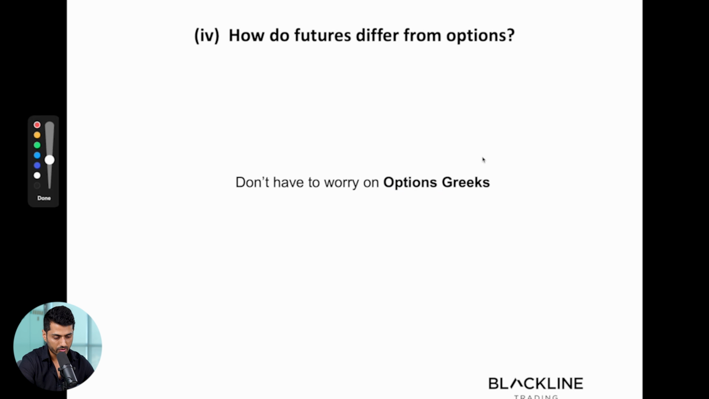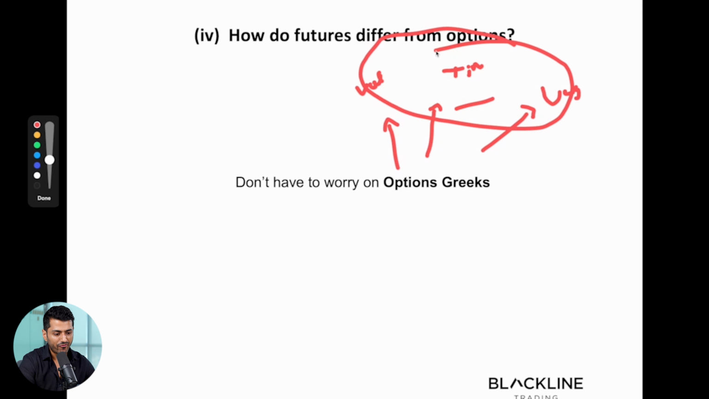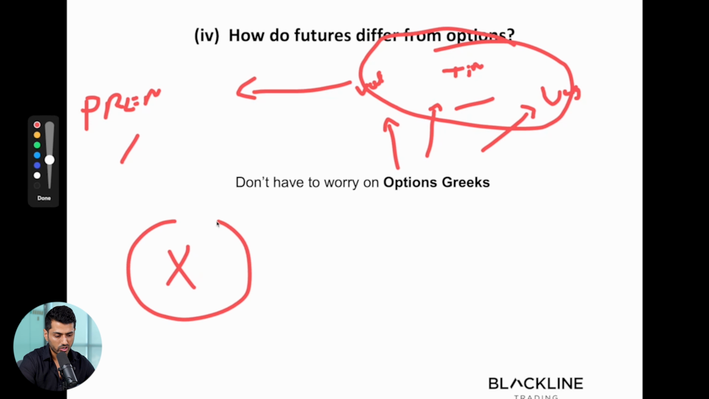What exactly are options Greeks? As you guys know, you have to worry about the volatility. You have to worry about the time expiry, the time value of money. You have to worry about Vega and all those factors, because those factors affect your premium. With futures, that is not the case. In futures, there is no Greeks at all.